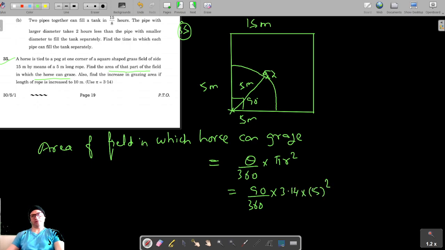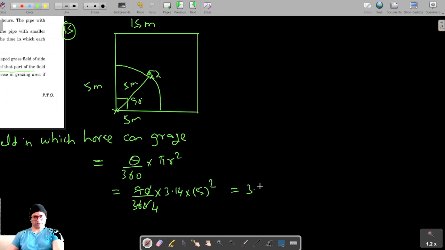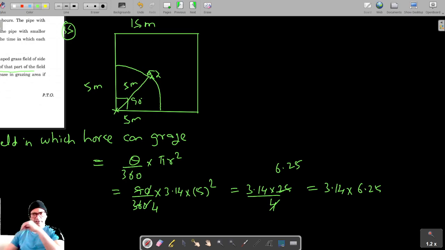3.14 into 5 square. So this is 4, and this is now 3.14 into 25 by 4, and this is 6.25. So 3.14 into 6.25 will give us the value. So this is 314 into 625, which will give us 196250.